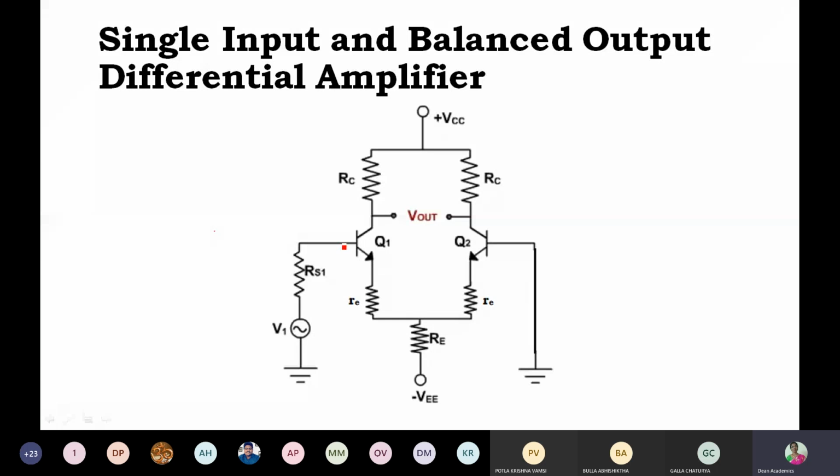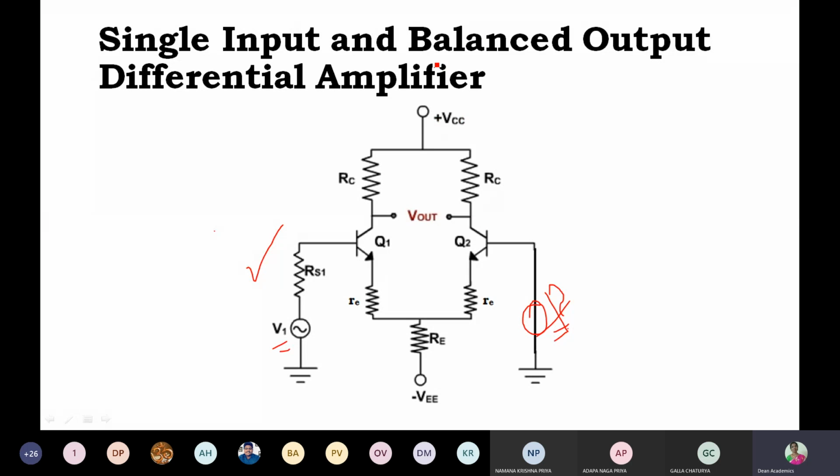Why do we call this a single input balanced output differential amplifier? Why do we call this single input? Only one input is given. Very good. Only one input is given, and the other input is not applied. The other input terminal is grounded. So this is a single input.